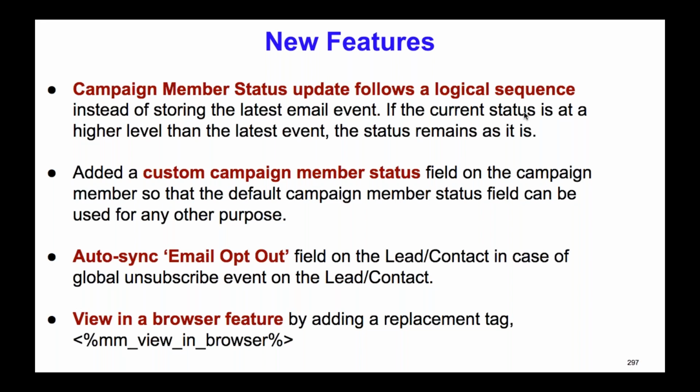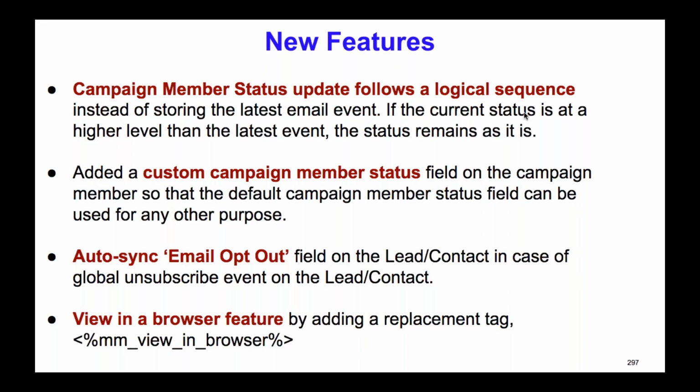So previously you were basically storing the latest event, which is open. But now what the logic change that we have made is, the moment you have a click event that has got a higher level, so the click event gets the priority. And after the click event, even if there's an open event, we would not flip back the campaign member status value to open. We will retain that as a click.